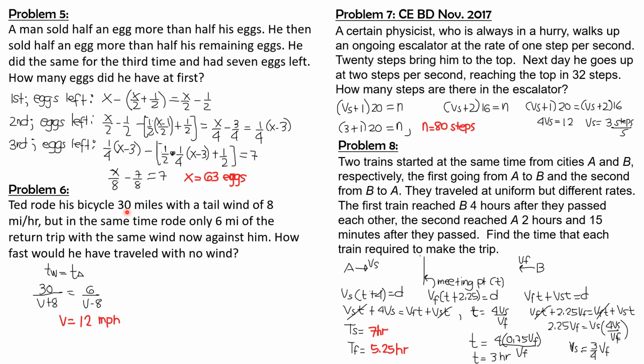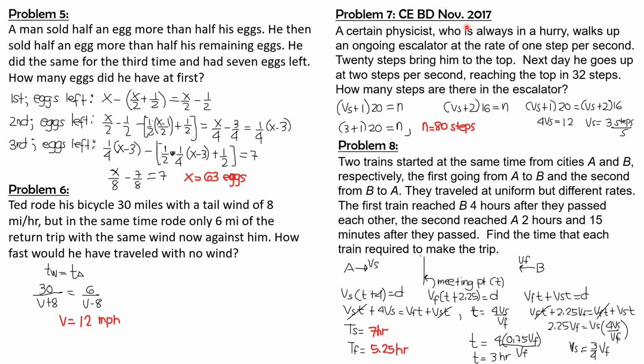So with the wind, the distance is 30 miles and the effective speed is v plus 8, so 30 over v plus 8, where 8 is the speed of the tailwind. Then the time in returning back 6 miles only is the same time covered. Effective rate is v minus 8. So using your calculator, solving for v is 12 miles per hour.